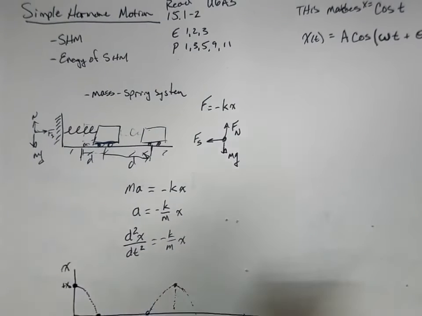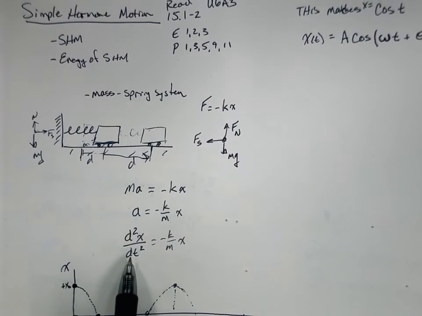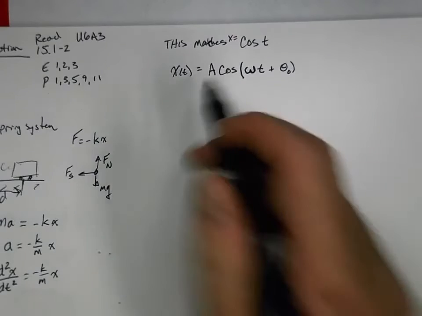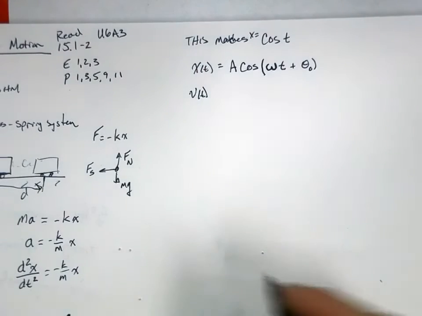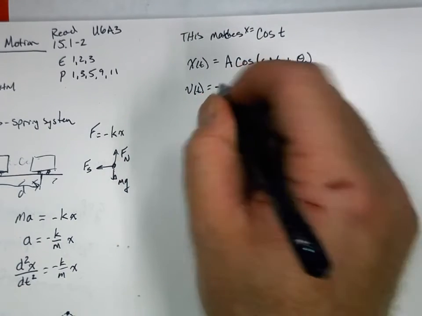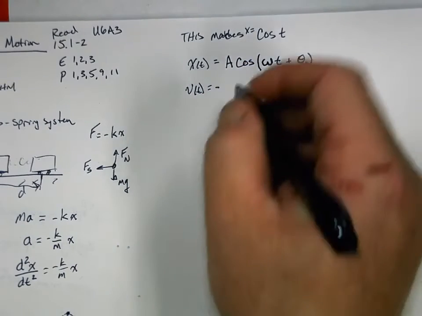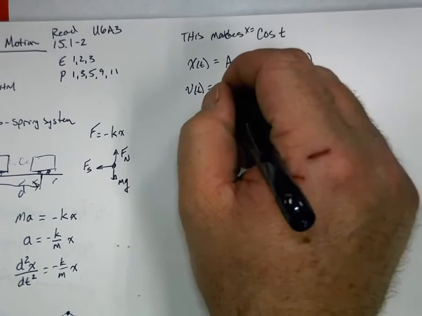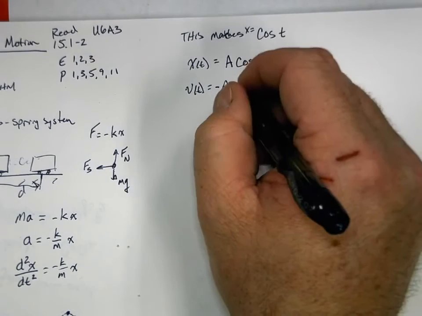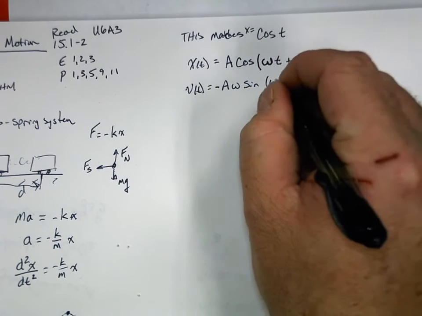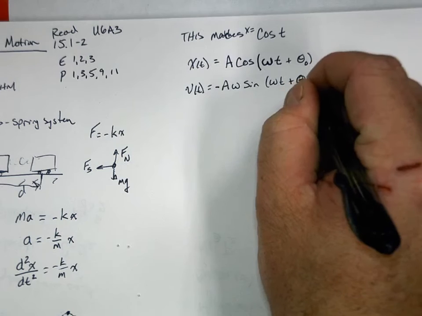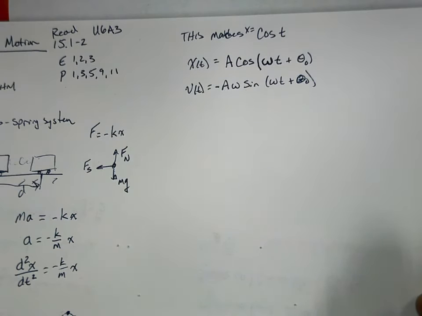But we started this whole thing with acceleration, right? So let's find our acceleration given this position function. So v of t is going to equal negative, because the derivative of cosine is negative sine, A omega sine omega t plus theta naught. Okay, so that's going to be the velocity of our particle at any particular time when we're oscillating like this.